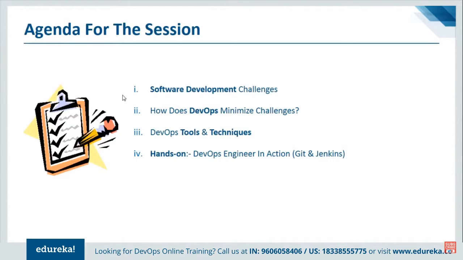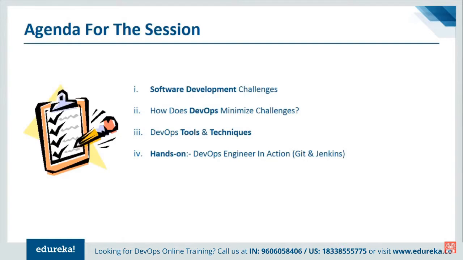We'll look at the different challenges with software development, and then I'll tell you how DevOps minimizes those challenges. After that, I will talk about the DevOps tools and techniques, which help us in enabling and achieving orchestration between the different DevOps tools. That's actually the best part of DevOps: implementing the different tools, making the job easier, achieving automation. So that will be another important topic.